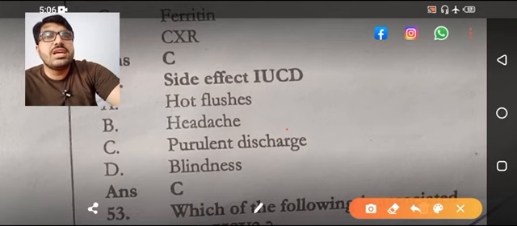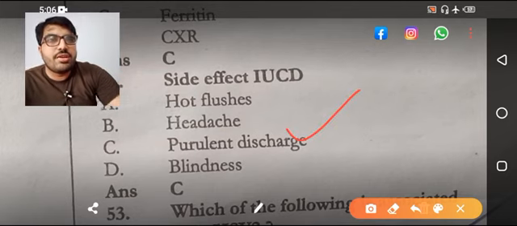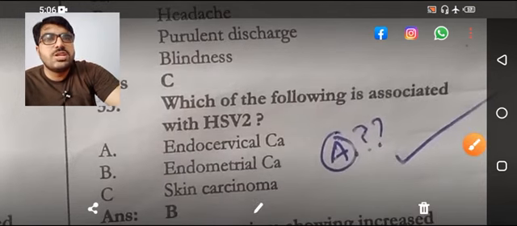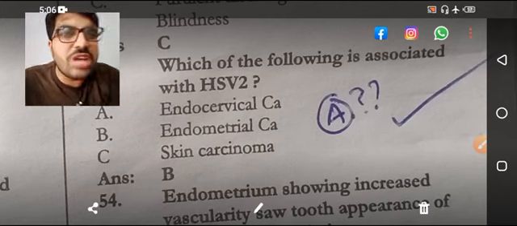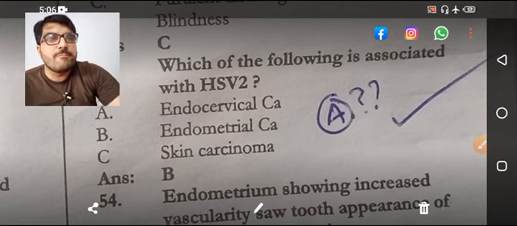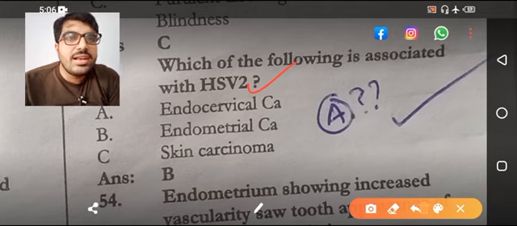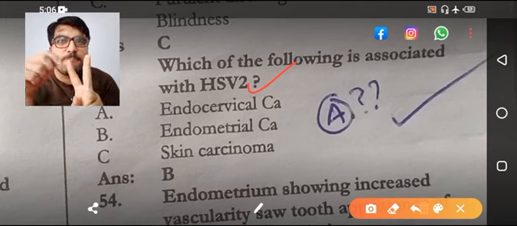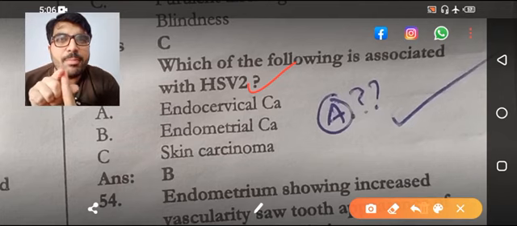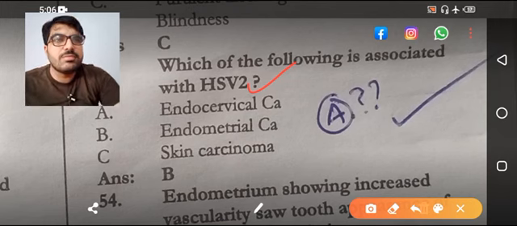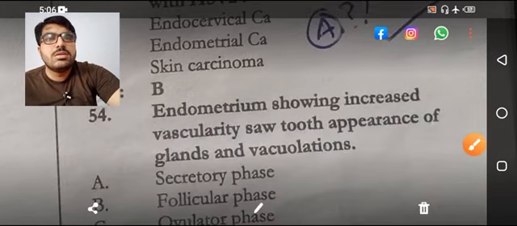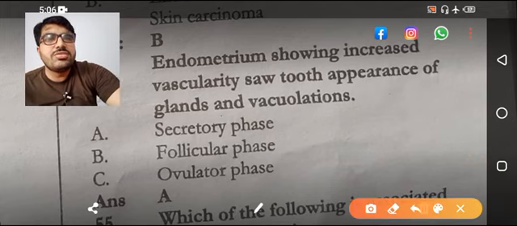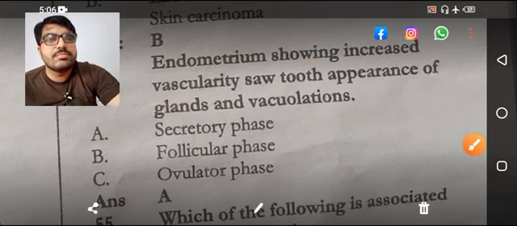Side effect of IUCD, purulent discharge. That shows infection. Which of the following is herpes simplex virus type 2? That is cervical CA. Here the option is endocervical carcinoma, not endometrial. For endometrial, the two most common causes are diabetes and hypertension. Endometrium showing increased vascularity, start of the appearance of glands and vacuolation. This is the secretory phase.